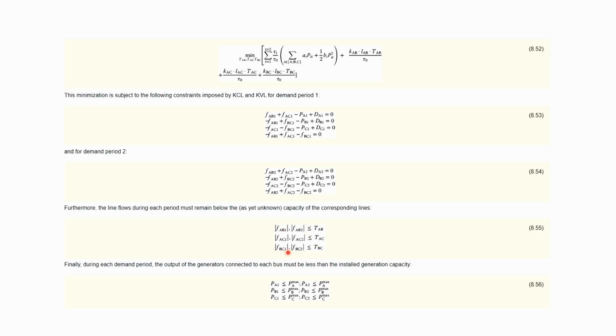And then we also have a constraint concerning the capacities, that we must not exceed the maximum capacity of the line between A and B, and we must not exceed the maximum capacity of the line between A and C. These figures are the same as the values up here, and we must not exceed the transmission capacity of the line B and C. And here we say that at maximum, we will not exceed the maximum capacity of the generators in period 1 and in period 2.